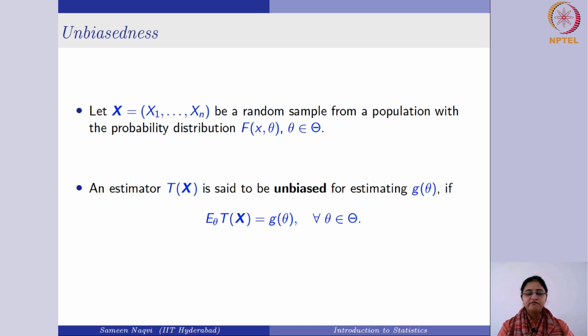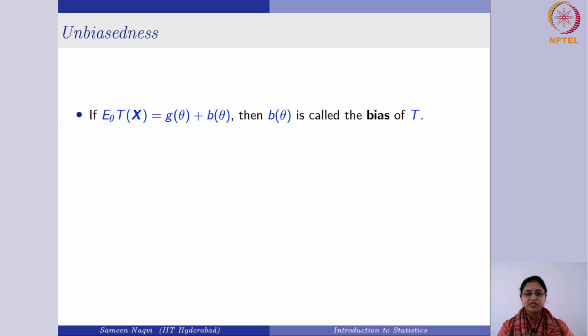Now, if it is not the same as g(theta), sometimes it might be less than or greater than g(theta), it means that there is a certain sort of bias present. Because only when it is equal is it unbiased. And if it is less than or greater than g(theta), it means that it is not unbiased, it is biased. That is why we define this quantity b(theta) as the bias of this estimator.